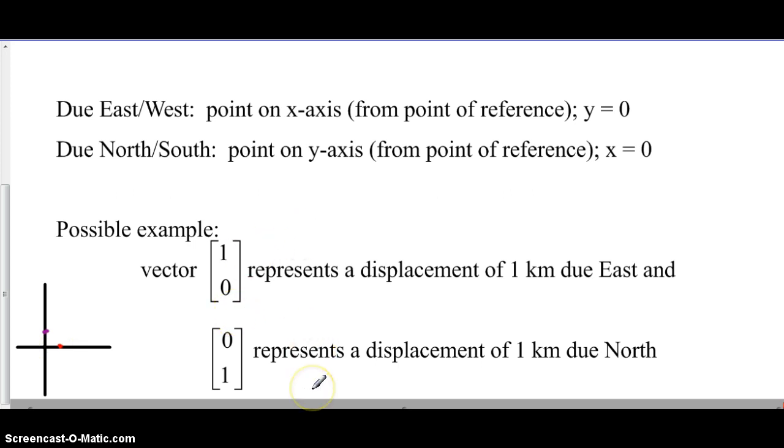If it said due north, the vector (0, 1) would represent a displacement of 1 kilometer, if it's using kilometers, and that would be our purple dot here. So if the origin is a reference point, it would be 1 kilometer due north, and our x would be 0, and our y value would be 1.